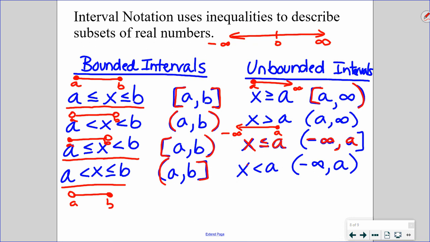Same idea with x is less than a. We're going to start with negative infinity. The only difference here, though, because it's less than, that would be an open circle if we were graphing on a number line. So we want to use parentheses on the a and not a bracket.